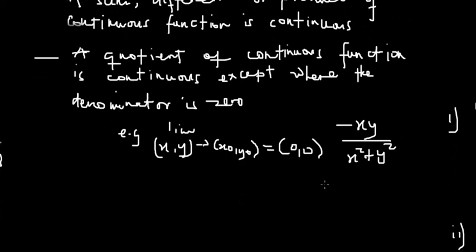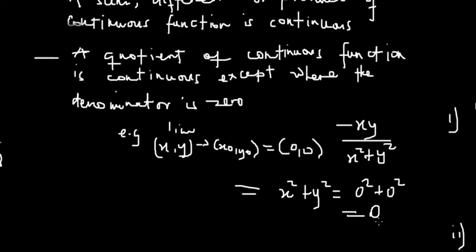From here we could notice that this is a quotient, and quotient sounds like a fraction. We were told that the quotient of continuous functions is continuous except where the denominator is 0. So let's check the value for the denominator. We have x squared plus y squared, so this is 0 squared plus 0 squared. We end up with a value of 0. So it means that this quotient is not continuous, because the denominator is equal to 0.